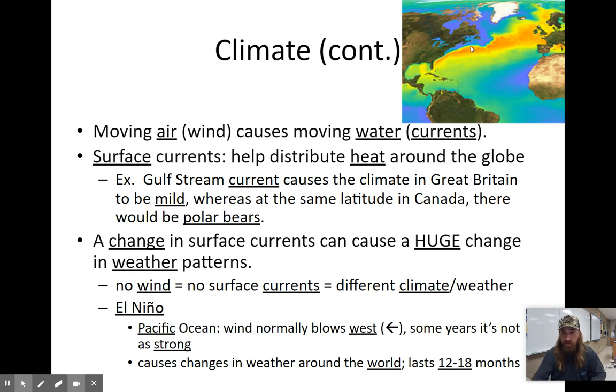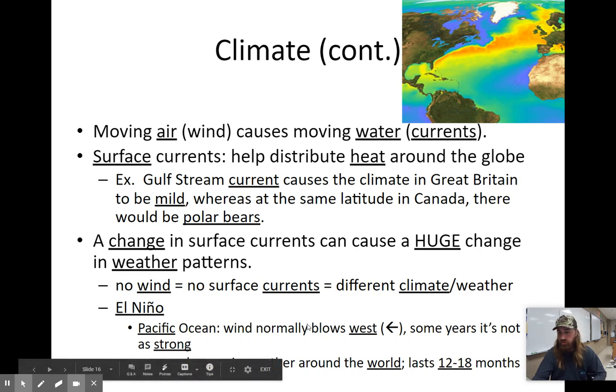If you look at our current here, this area is pretty mild. It has red, it's pretty warm. But if you go straight west of there, same latitude, this area is going to be really frozen. There might be polar bears in that part of Canada. So it just depends on how that wind current actually moves and how it adjusts. A change in surface currents can cause a huge change in weather patterns. So no wind equals no surface currents, or it equals a different climate and weather.